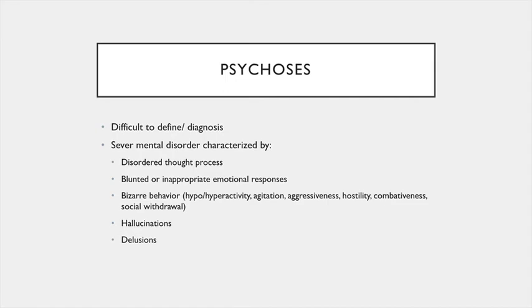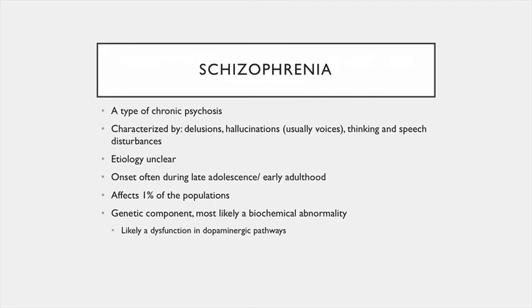Hallucinations are quite common, especially with schizophrenia, which is a type of psychosis, and delusions also are quite common. So when we think of antipsychotic agents, we naturally think about schizophrenia because schizophrenia is treated pretty much exclusively with antipsychotics. And schizophrenia is a type of psychosis. It is not the only type of psychosis. It's just a type of psychosis. Schizophrenia specifically is characterized by delusions, hallucinations, and the hallucinations usually take the form of voices that somebody is hearing, as well as thinking and speech disturbances.